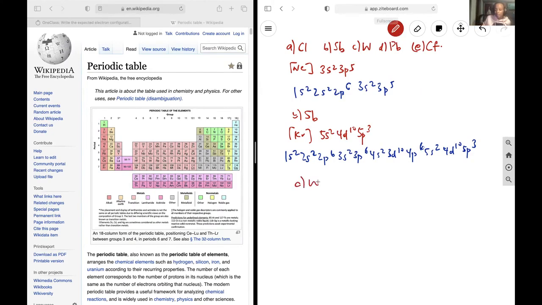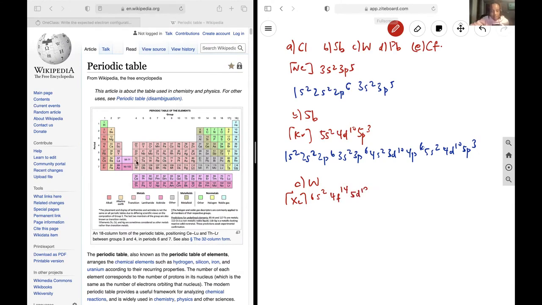And then we have W, so let's find it. It's going to be right here. So we're going to have to pass some lanthanides, which include an f group, which is not too hard to deal with. If we want the shorthand notation, we need to find the closest noble gas. That's going to be xenon. So we have xenon, and then 6s2. And then we have the lanthanides, so drop it by 2. So 4f lanthanides can take 14. 5d10.